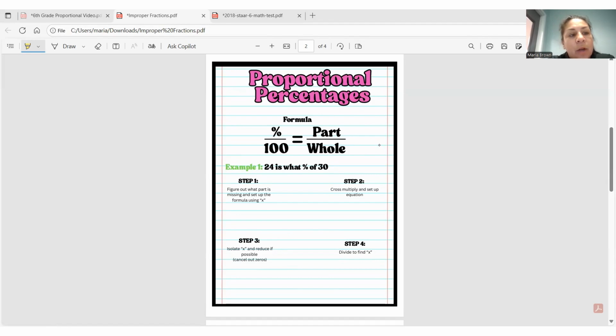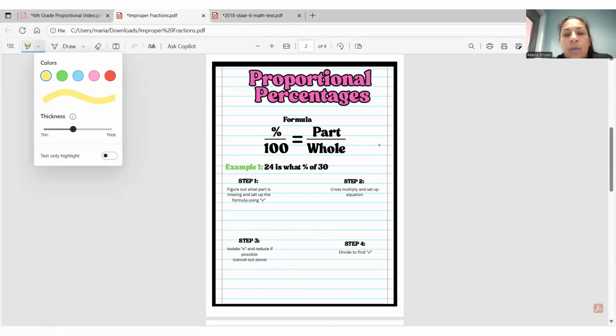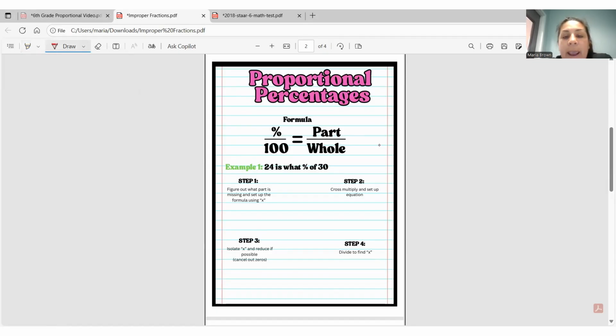Okay. So we're going to go ahead and dive right in today. We're dealing with proportional percentages. And what we're starting out with is a formula. In our formula, we have percent over 100 equals a part over a whole. The point of this formula is to be looking for either the percent, the part, or the whole. And in order to use this formula, you have to know some information.